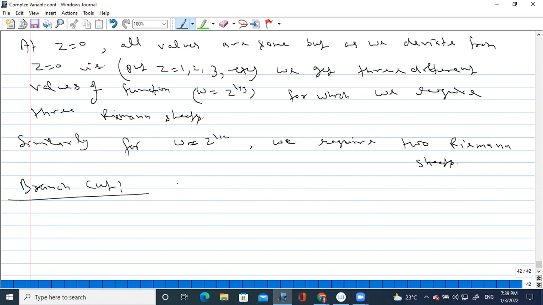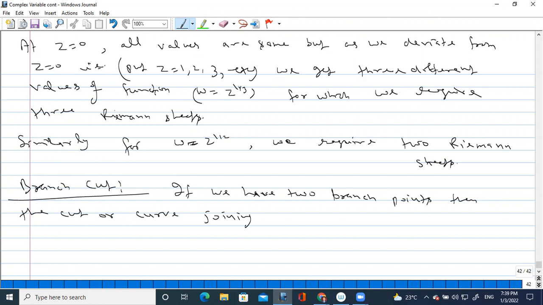So this is a very small definition. If we have two branch points, then the cut or curve joining these two branch points is known as branch cut.